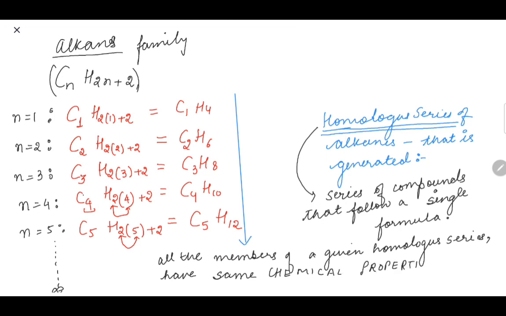The physical properties could be different. That means they could be seen in a different way. Some could be liquids, some could be gases. That's a different story. But they would all follow the same chemical formula, the same chemical properties, right? So they would have the same chemical properties, but different physical properties.